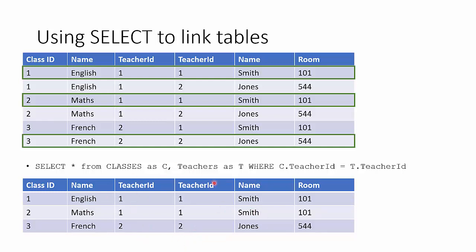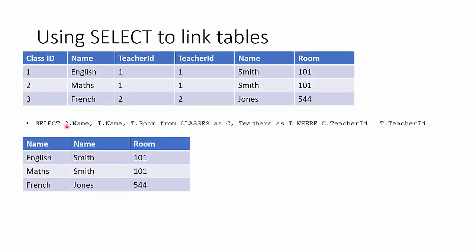This is quite close to what we are aiming for eventually, but what we need to do now is take a vertical slice through this table to remove the fields that we don't want to include. Because we named our tables as C and T, we can do this. We can do C.name, which will give us the class name. We can do T.name, which will give us Smith, Smith and Jones, and then we can do T.room, which will then give us the room there. What we'll end up with using that SQL select statement is that table data, which is what we're aiming for.